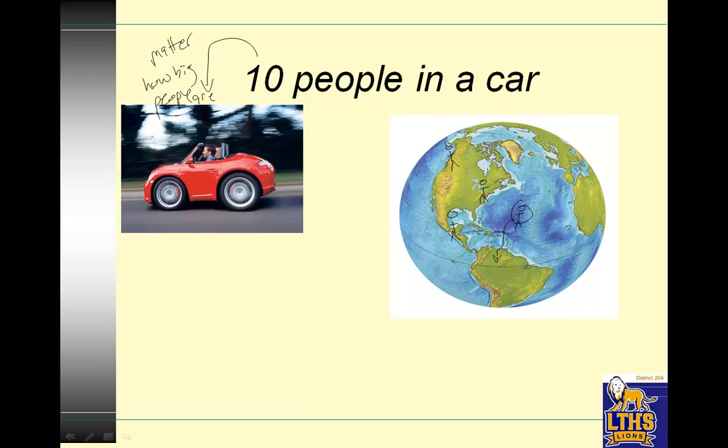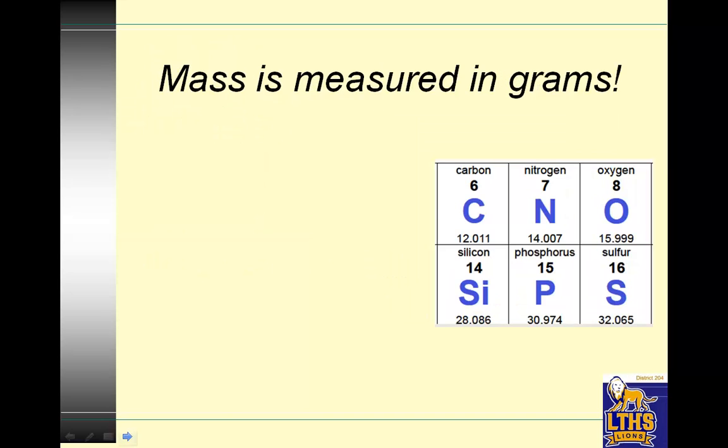So why doesn't it matter? It matters how big the people are when it is a small container. So I want to say small particle relative to container. Because remember, these particles we're talking about are small. Mass is measured in grams.